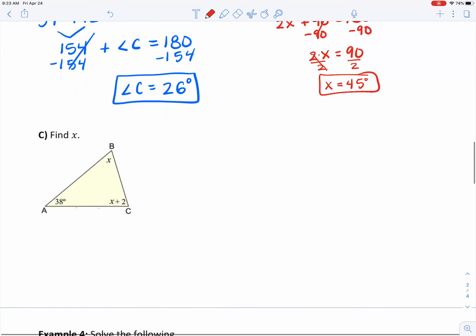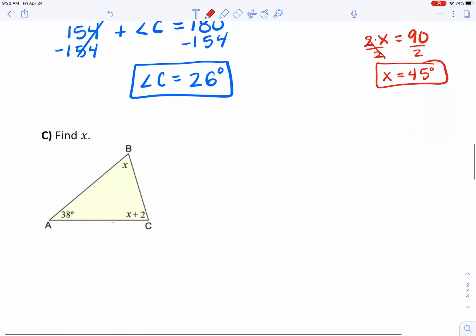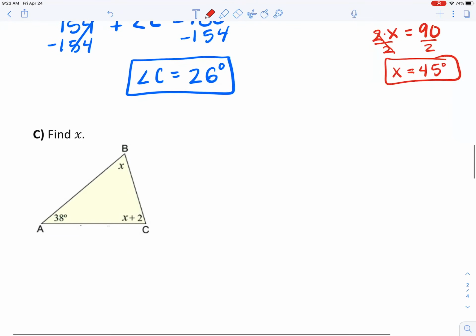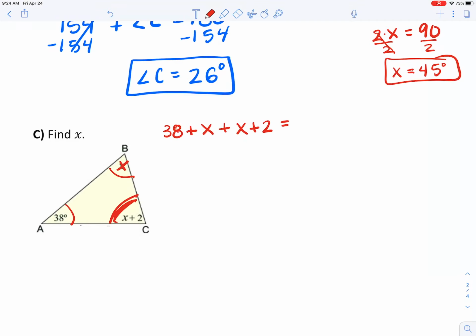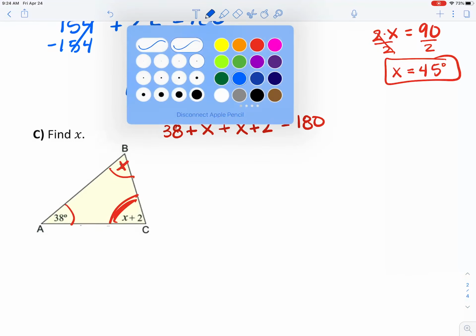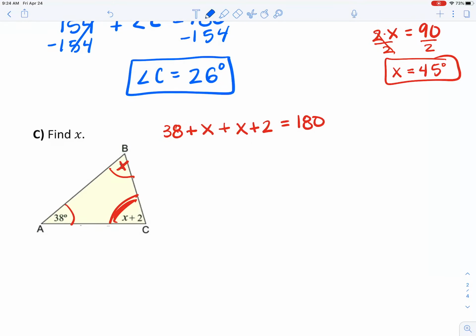Okay, let's look at letter C, and this is the last one that we're going to do today. So C says find x. Well, just like in the last couple problems, I know that if I add all three of these angles together, it should equal 180 degrees. So if I have 38 degrees, which is angle A, plus this angle, angle x, plus this angle, which is x plus 2, all of that should equal 180 degrees.